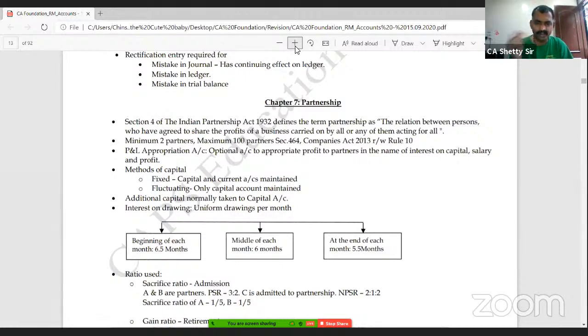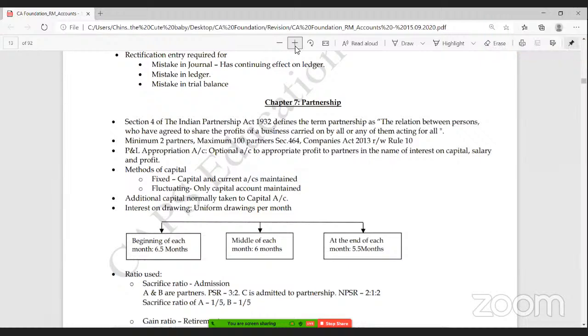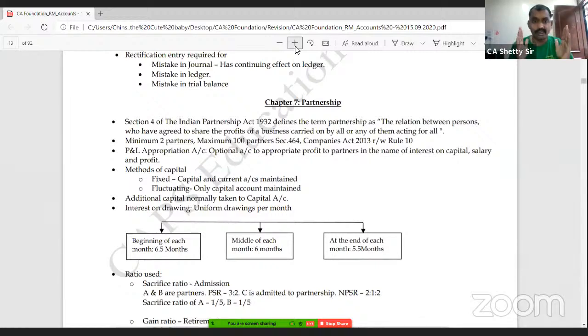Please understand, the moment I say partnership, you should say agreement. This is the way you should register in your mind. The moment I say partnership, you should say what? Agreement. Because partnership lives only with the agreement, and partnership deed is the constitution of partnership. That has to prevail over anything else. So on the left side, dissolution of partnership.